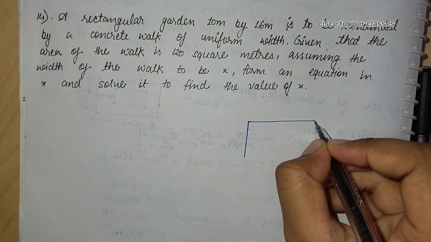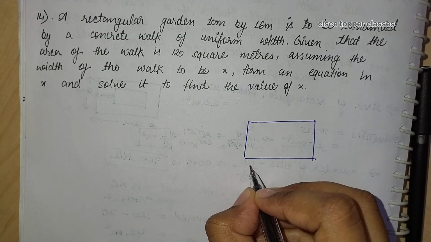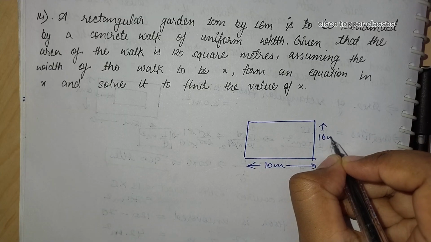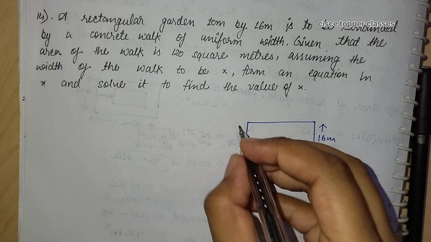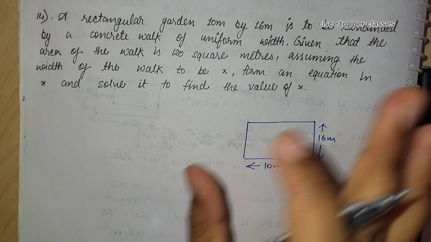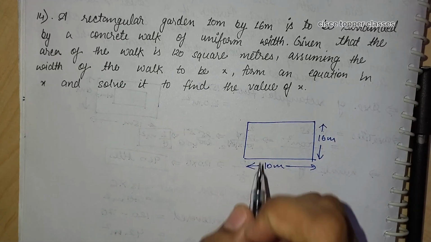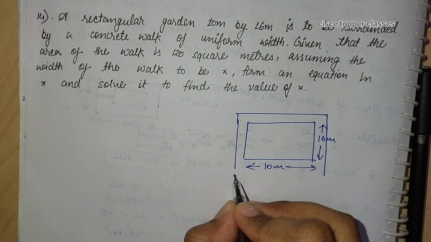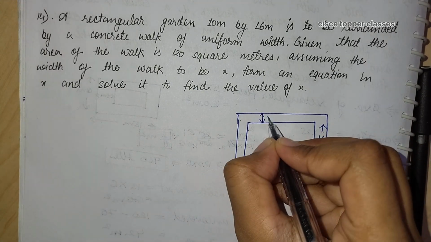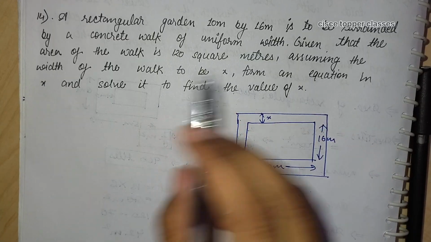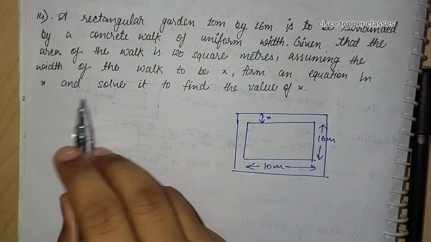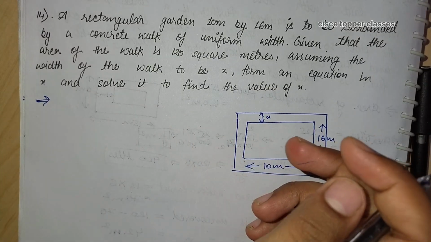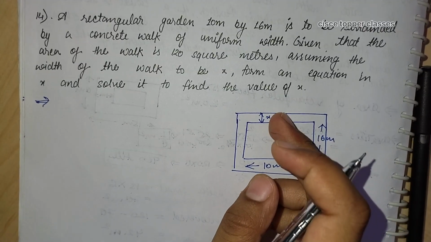Let this rectangular garden be here, and this be 10 meters length and breadth be 16 meters. We have to surround this by a concrete walk of uniform width. Given that the area of the walk is 120 square meters, let this area of the walk be here. This be the walk and this be the width here, x meters. Assuming the width of the walk to be x, form an equation in x and solve it to find the value of x. So here we can write the width as x.